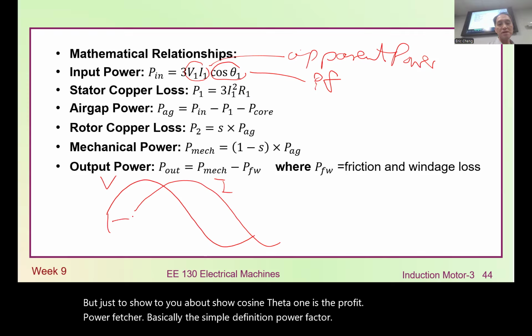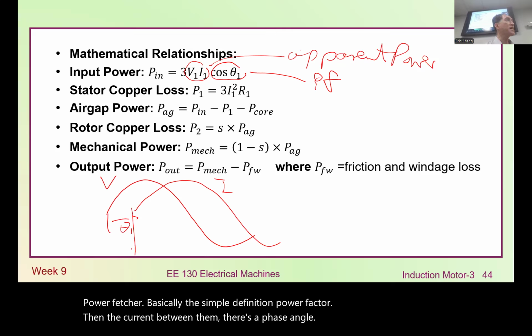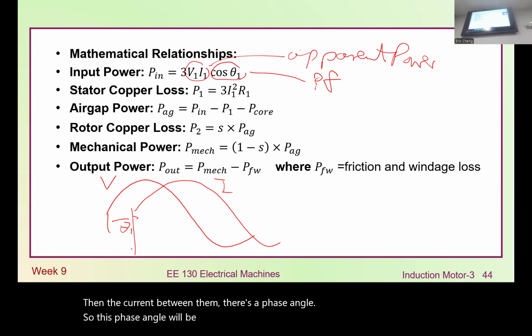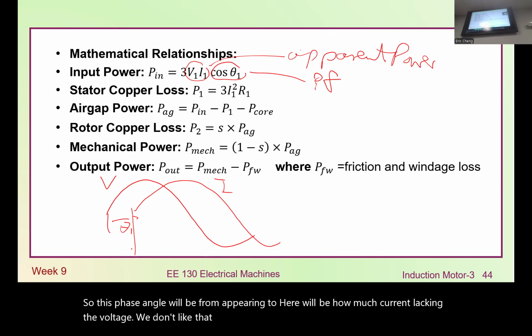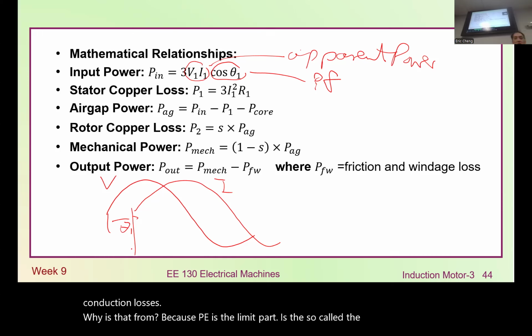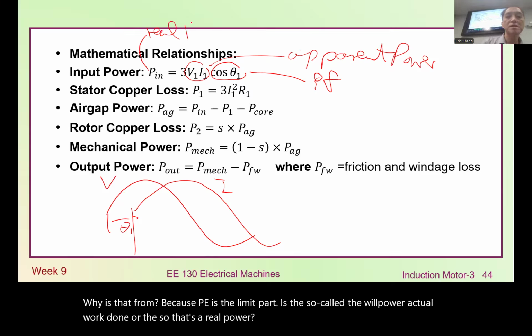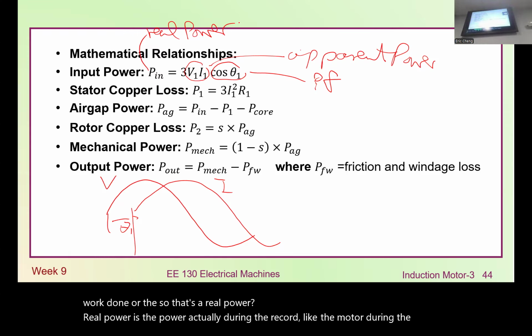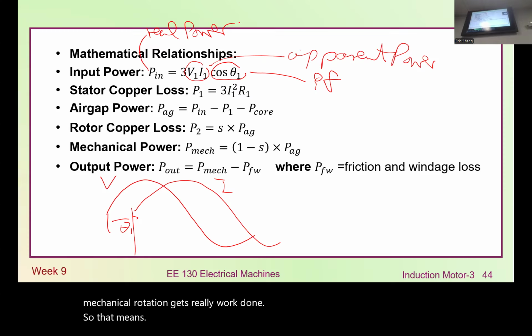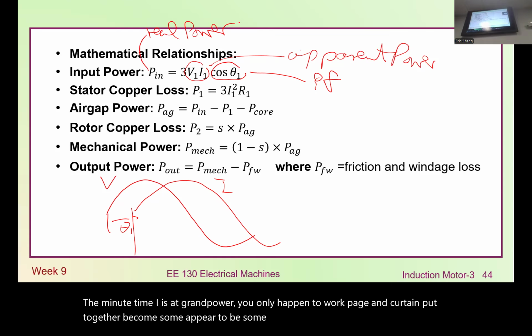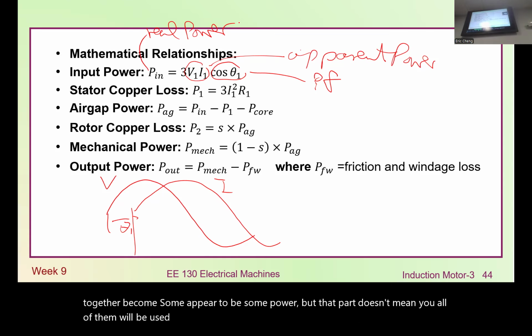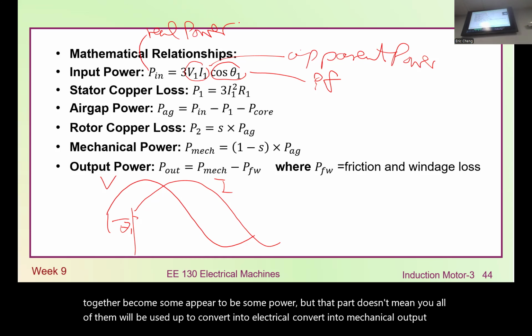Then the current. Between them, there's a phase angle. This phase angle shows how much the current is lagging the voltage. We don't like that to happen because it will raise the conduction losses. Why is that? Because P1 is the real power, the actual work done. Real power is the power actually doing the work, like the motor doing the mechanical rotation. So V times I is the apparent power. Only when the voltage and current are put together does it appear to be some power. But that doesn't mean all of it will be converted into mechanical output, or real work done. So that's how we relate that.